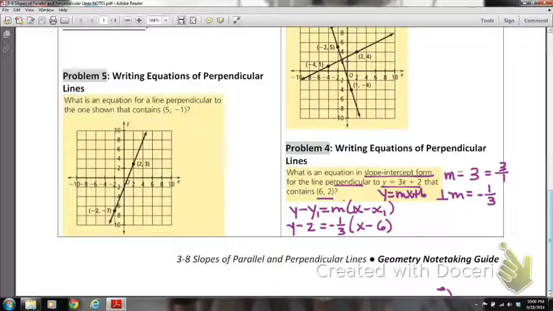Since it asks for it in slope-intercept form, we need to solve this for y to get it in y equals mx plus b form. So use the distributive property to get y minus 2 is equal to a negative 1/3 x plus 2. Then add the 2 to both sides, and you have y equals a negative 1/3 x plus 4 is the equation of your line in slope-intercept form.